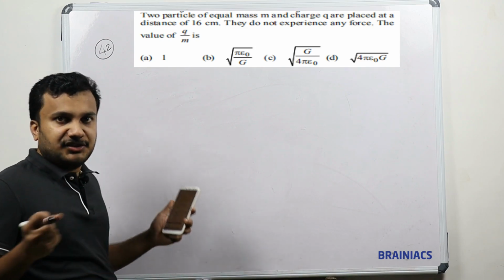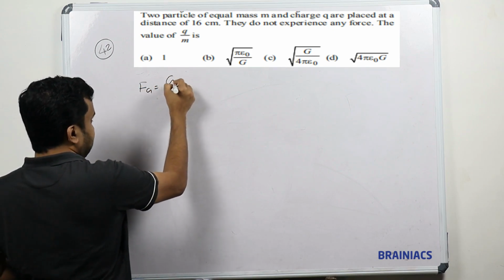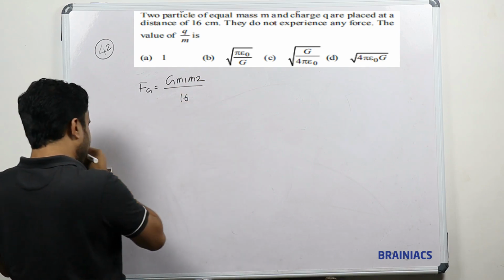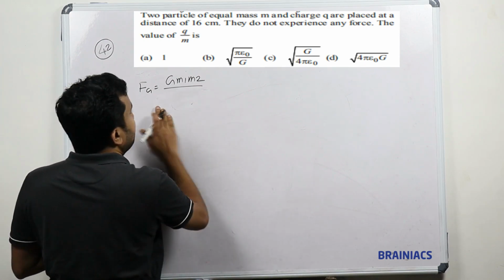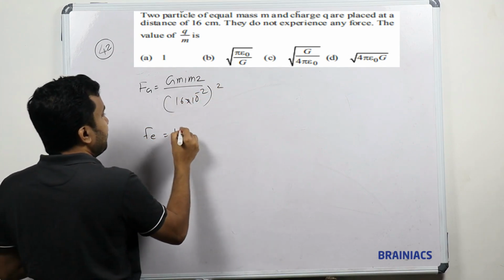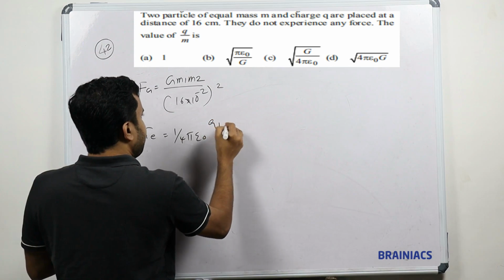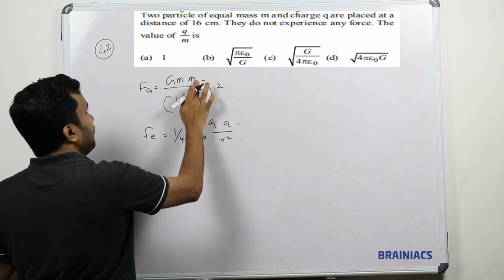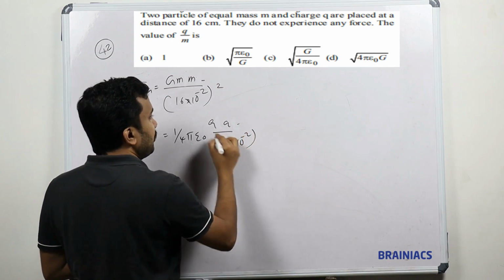If two particles have mass, then as per Newton's gravitational law, a gravitational force will be there: Fg equals G m1 m2 divided by the distance between them, 16 centimeter, squared. We can convert this into the SI system, 16 into 10 power of minus 2, the whole square. And the electrical force will be 1 by 4 pi epsilon 0 Q1 Q2 by R square. But here the charges are equal and the masses are equal, so the formula will be like this.